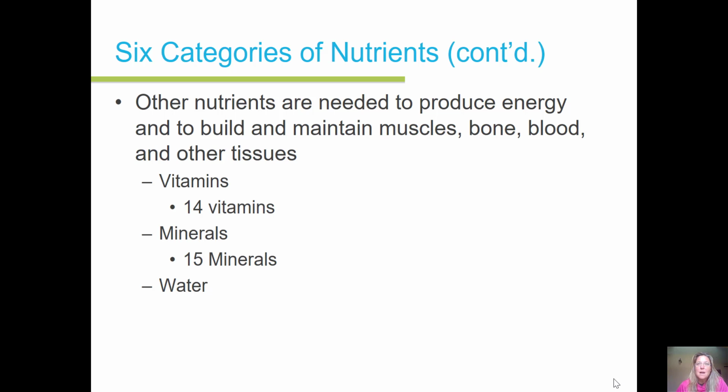And then the 3 non-energy yielding nutrients, vitamins, minerals, and water, we'll also be talking about more at length. There's different chapters on each one, but as far as your vitamins go, there are 14 known vitamins. They can be broken down into 2 categories. You have your water-soluble and your fat-soluble vitamins. We also have minerals. There are 15 known minerals.